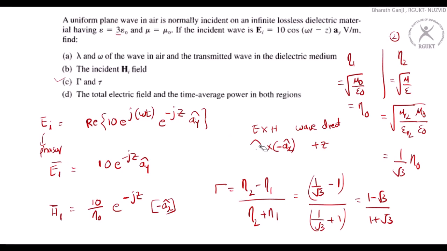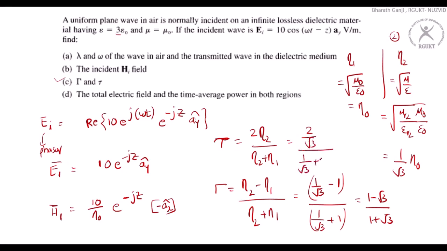If you ask me what is the transmission coefficient, the formula for normal incidence is 2 times eta 2 divided by eta 2 plus eta 1. So I can say it is 2 divided by root 3 divided by 1 by root 3 plus 1. This tends to 2 divided by 1 plus root 3. So this is your transmission coefficient, and you have your reflection coefficient. I think the third part of the question is done.